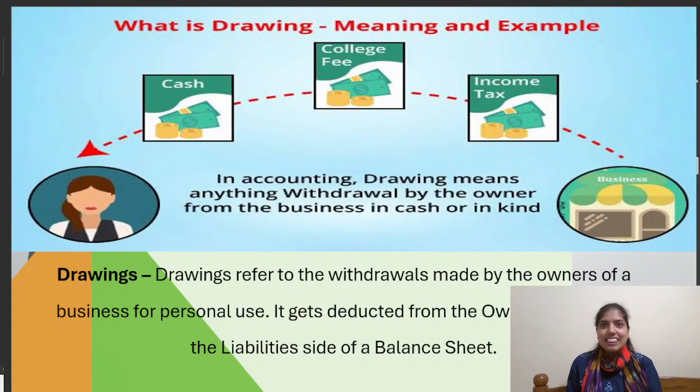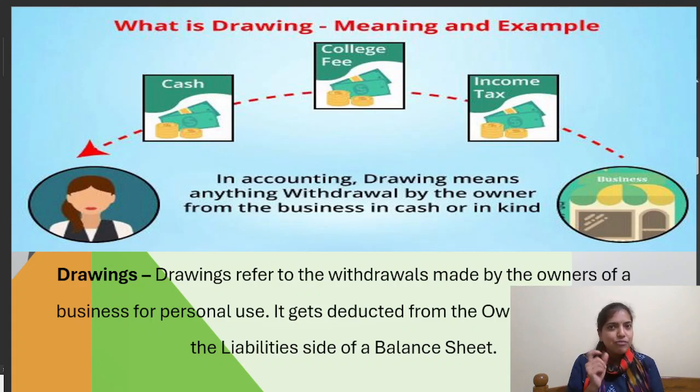Okay, then let us move on to the next topic, that is drawings. Let me explain this with an example. If I am the owner of the company and I want immediate cash, at that time what I'll do is I'll withdraw that cash from the business account. That is not my personal account. From the business account, if I withdraw and I use that money for my personal use, like to pay the college fees, to pay the electricity bill of my house, to pay the rent of my house, or anything else, at that time that use will be for personal needs.